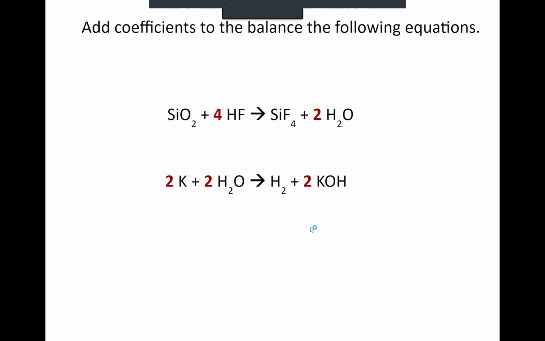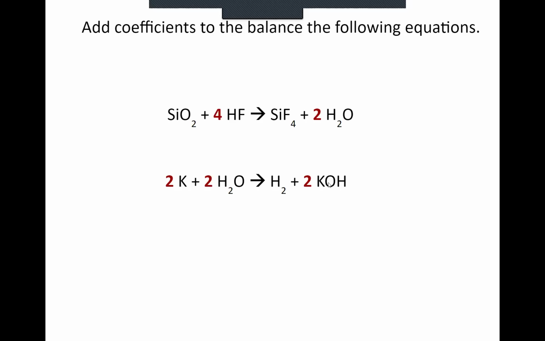Consider this. The coefficient 2, an implied coefficient of 1, and a coefficient of 2 would make this equation balance. 2 potassiums on the left side and on the right side. 4 hydrogens on the left side. And because hydrogen appears in 2 places, you have to add it all up. There's 2 in H2. And because of the coefficient 2, there's another 2 from KOH. That's 4 altogether. There are 2 oxygens on the left side because of the 2 in front of H2O. And on the right side, because of the coefficient 2 in front of KOH, there's also 2 oxygens. Everything balances in this equation.